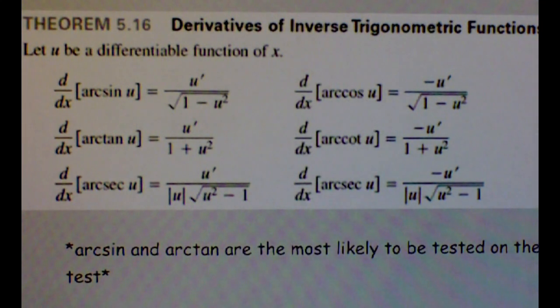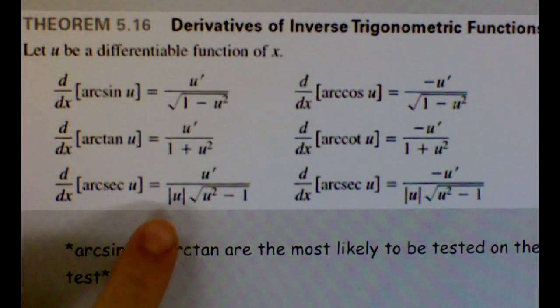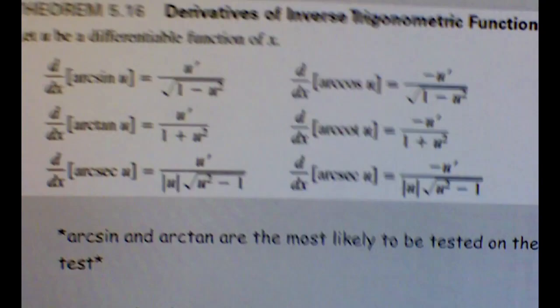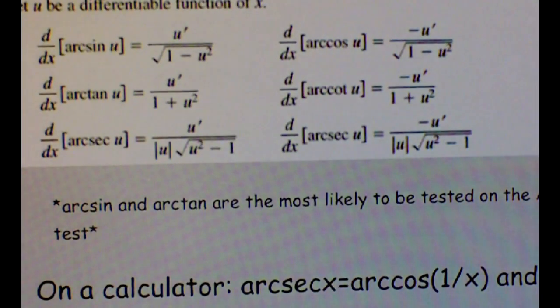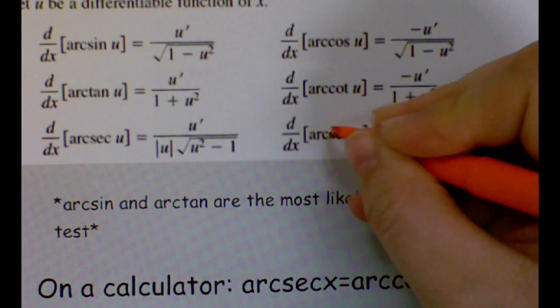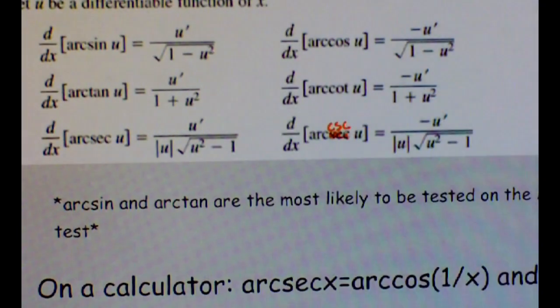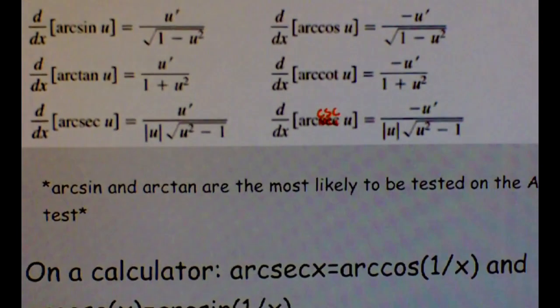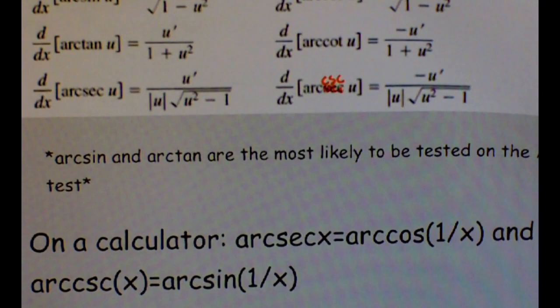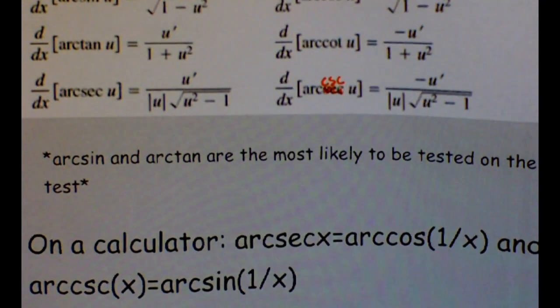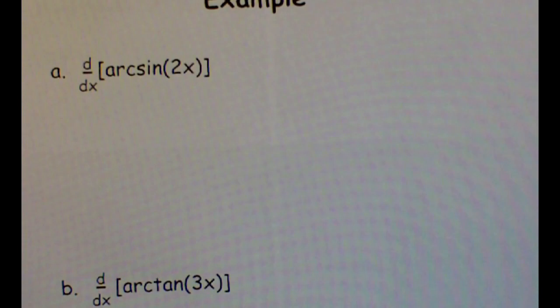U is always whatever's inside of your arcsine, arc cosine, whatever. U prime is the derivative of it. Absolute values on these two, arcsecant and arccosecant. Oh, that's a typo. On a calculator, arcsecant will equal the arc cosine of 1 over x, and arc cosecant will equal the arc sine of 1 over x. So that you know. All right, let's find some derivatives.